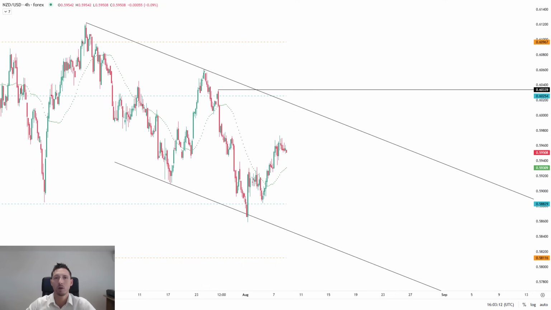Now I can either be short this market or do nothing next week. Buying this market is not an option for me. And just remember, we have that US CPI on Tuesday. So I'm going to be primarily looking at the dollar pairs from Tuesday onwards.